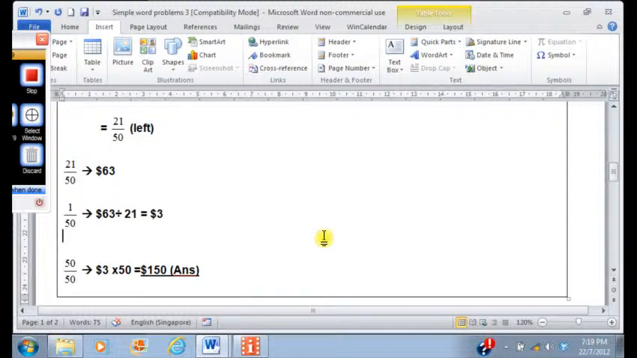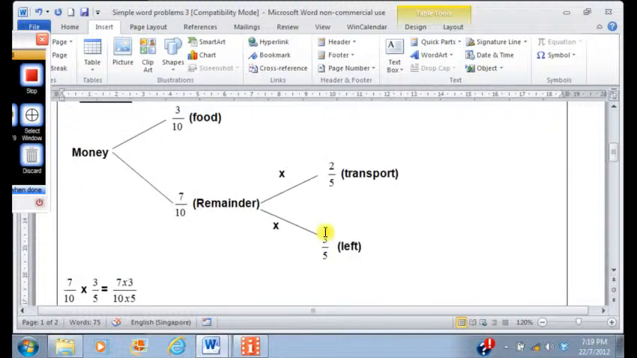Please look through the branch method again. Pause whenever you need to and learn how to do it. Remember, the trick is simple. It must always add up to 1 whole.